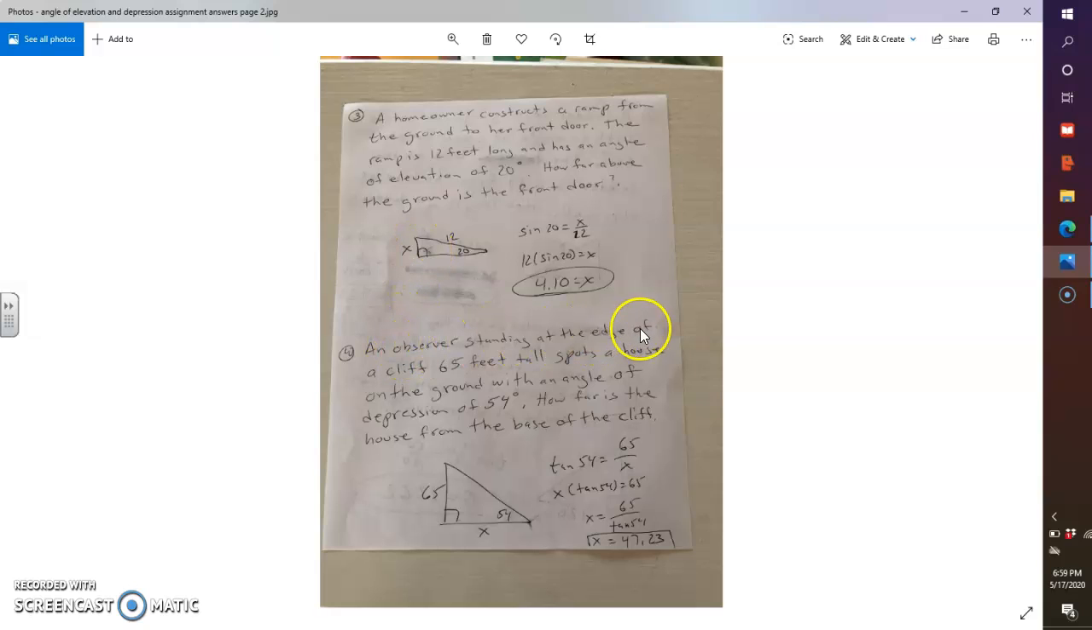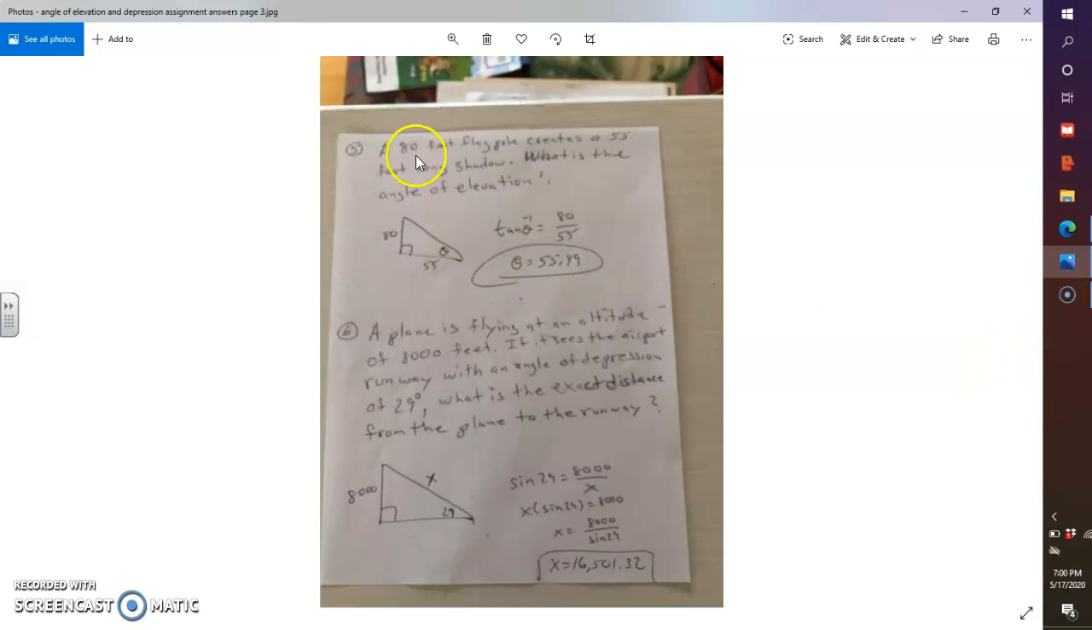Here, an observer standing at the edge of a cliff, 65 feet tall, so here's my 65 feet. Angle of depression I put down here is 54, but what are they asking for? How far is the house from the base of the cliff? The base of the cliff's not up here. The base of the cliff is down here. And the distance from the house to the base of the cliff represents this line right here.